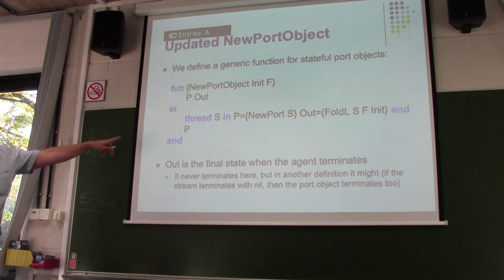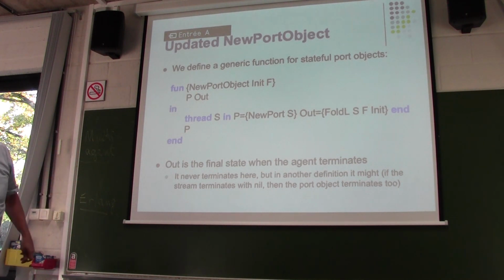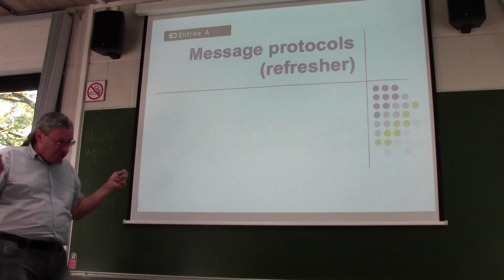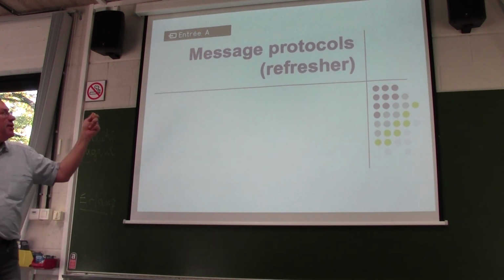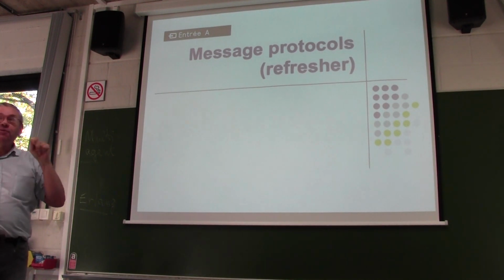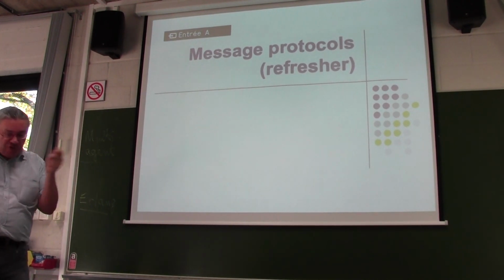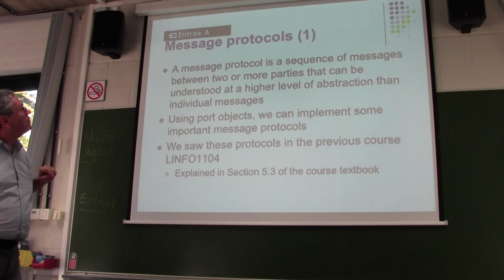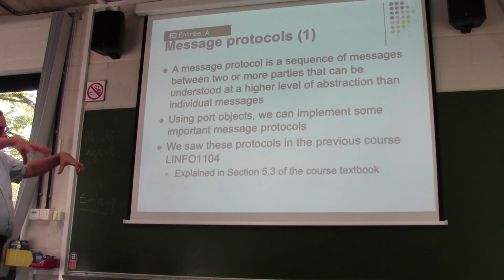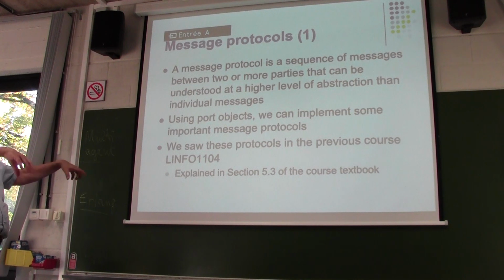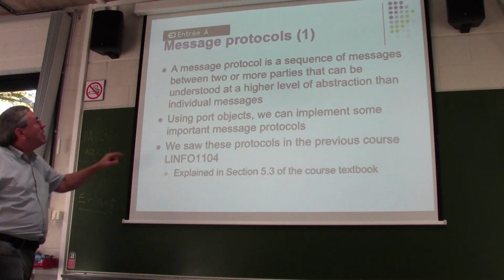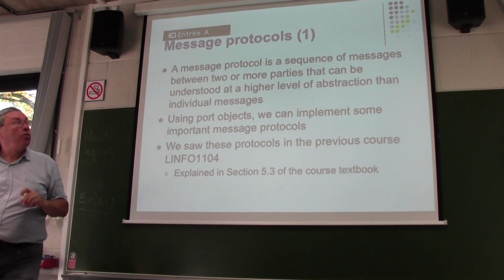Now, we saw this a little bit already in the previous course. We saw it, but I'm not going to refresh everything. We saw examples of message protocols. We made port objects, but I didn't explain really that it was fold. Now in this course we're going a little bit farther, but I showed how to do message protocols. So a message protocol is a very important concept. If I have two port objects or agents sending messages, they will send messages between each other. And the messages, you can organize them as message protocol.